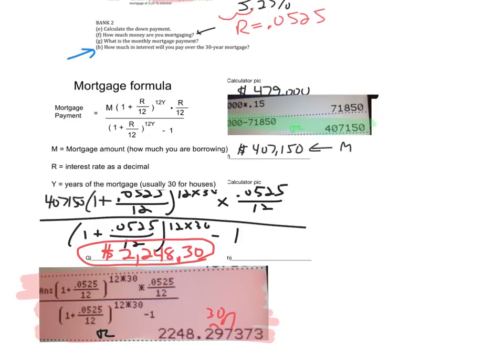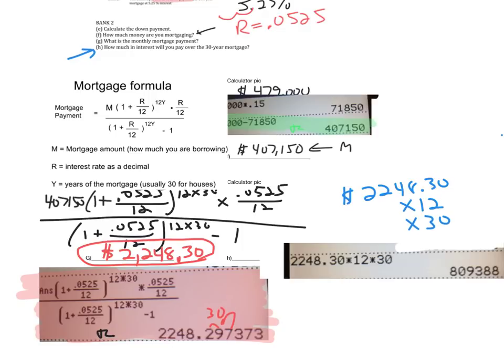Letter F, how much in interest? We'll take the $2,248.30. You multiply it by 12 since you're making 12 monthly payments, and then again by 30 since you're making the payments over the 30 years. So here over the 30 years, you're paying the bank back $809,388.